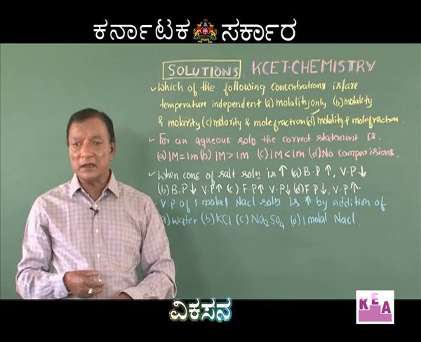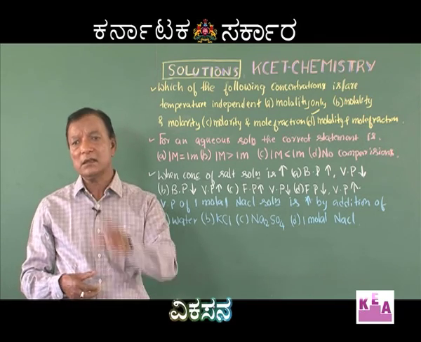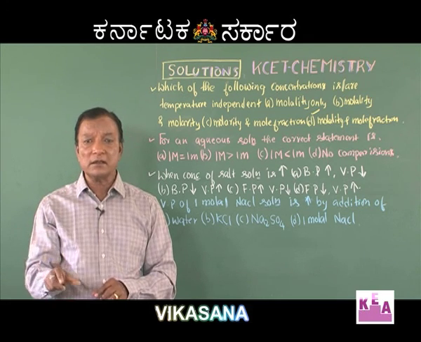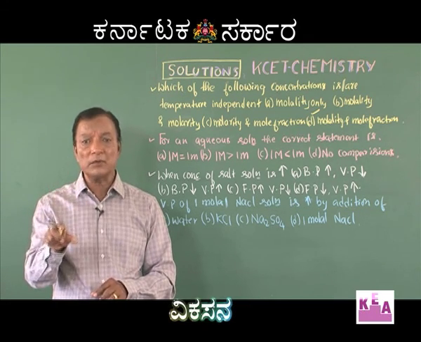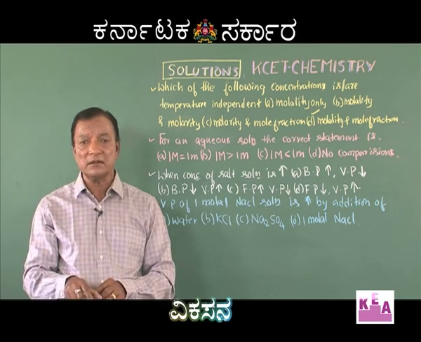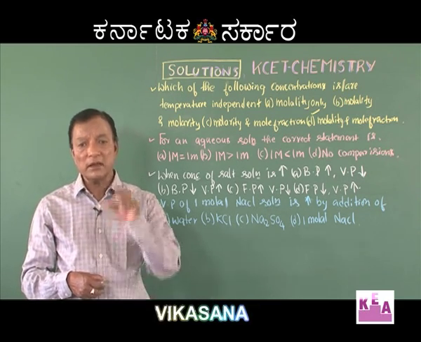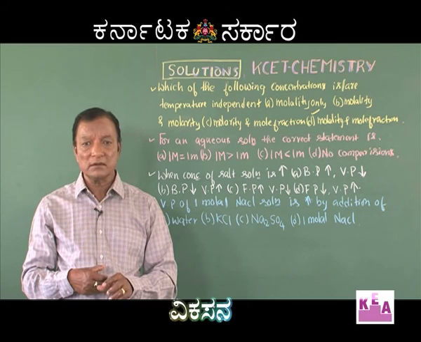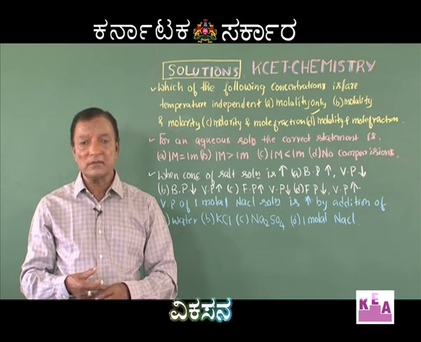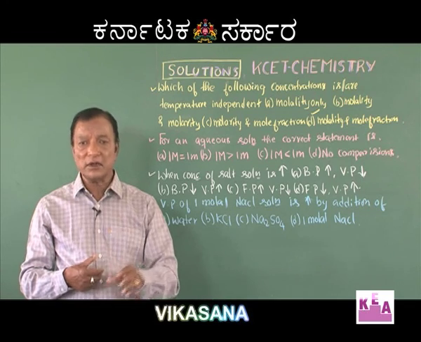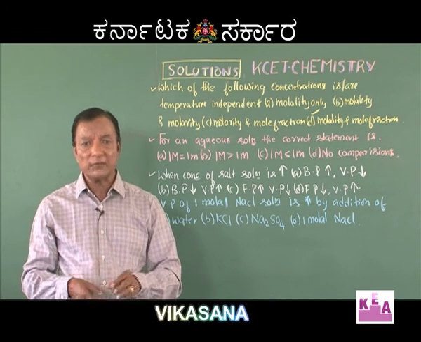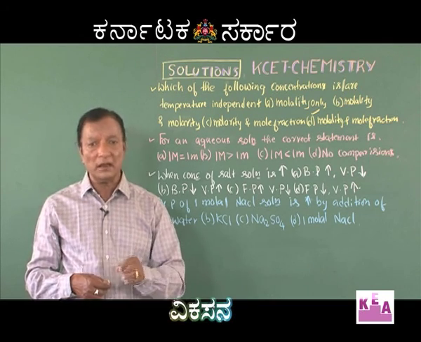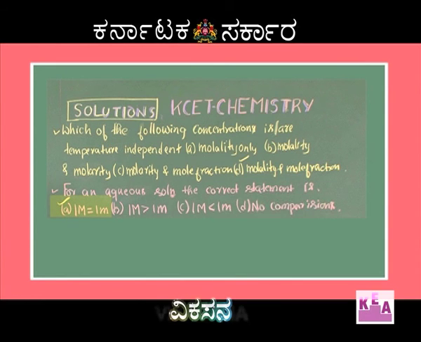This 1 kilogram contains some solute and some solvent, whereas 1 molal solution contains 1 kg solvent, 1000 cm cube solvent. So solvent is less in molar solution, solvent is more in molal solution. If the solvent is less, naturally concentration will be more. Therefore, 1 molar solution is more concentrated than 1 molal solution. Hence, the option A.